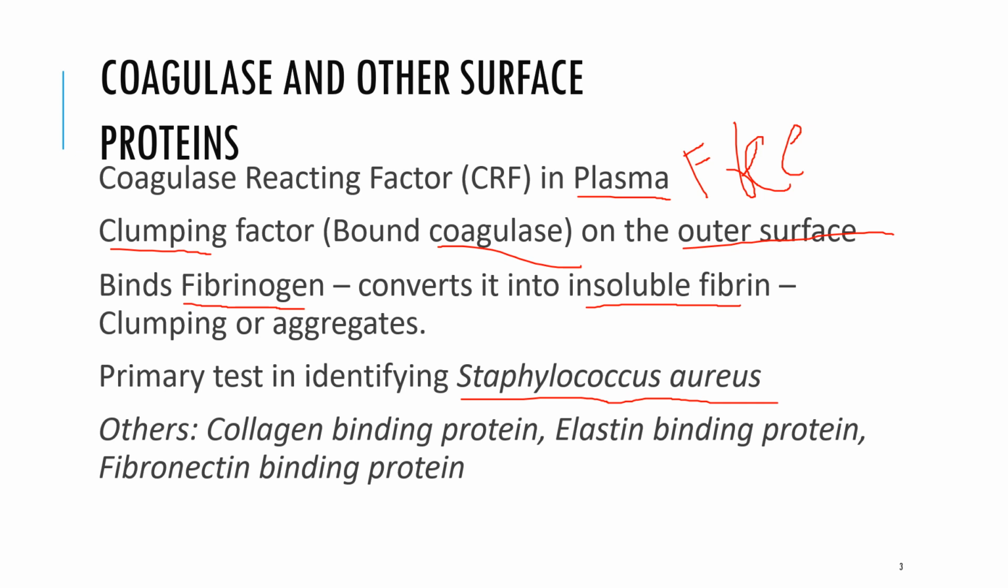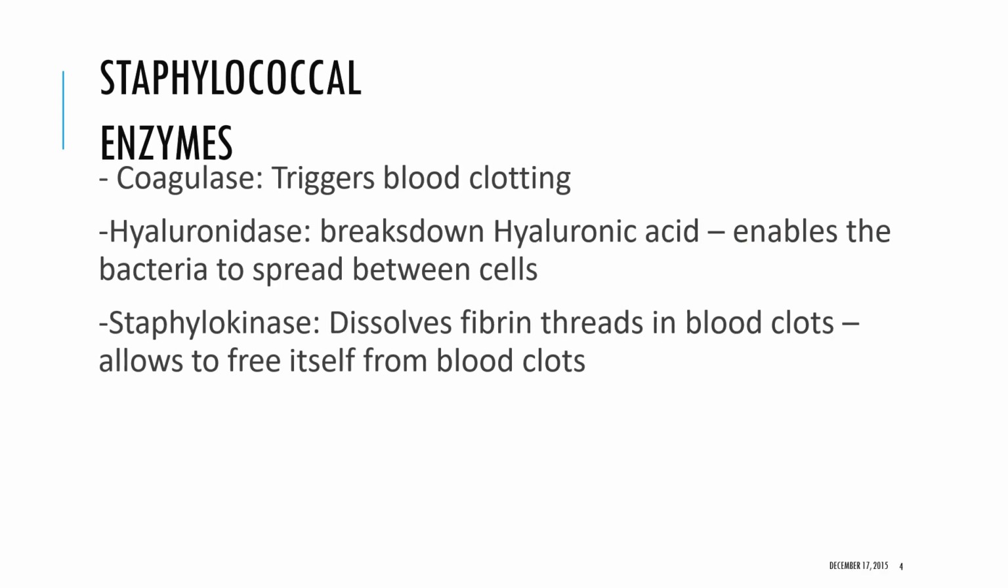There are also other surface proteins, that is collagen binding protein, elastin binding protein, and fibronectin binding protein. These all help the organism escape immunity. Then, moving on to staphylococcal enzymes. There are so many enzymes produced by this organism.